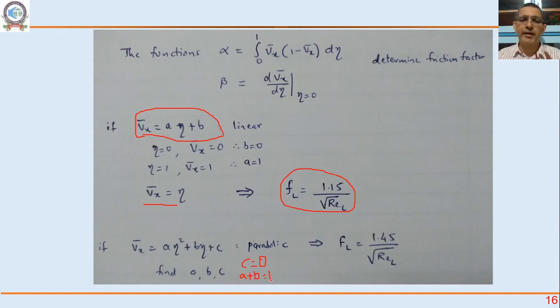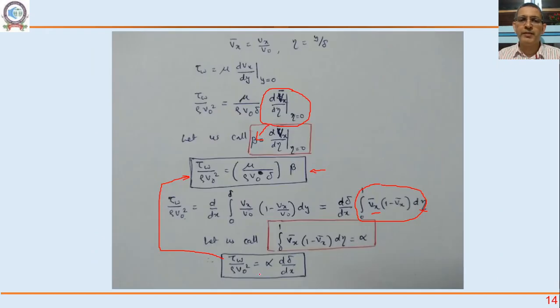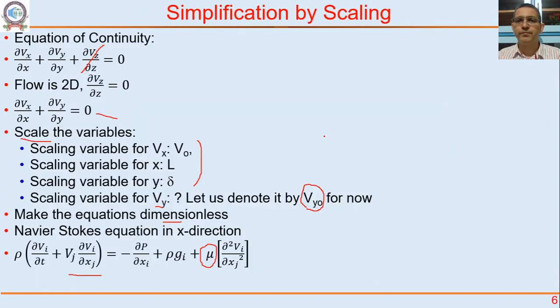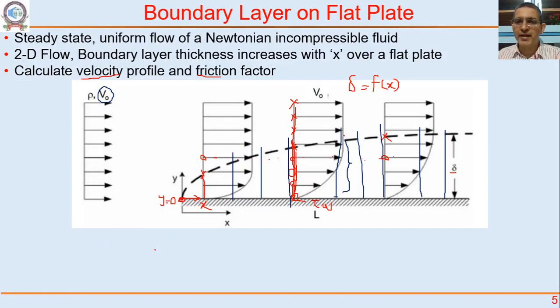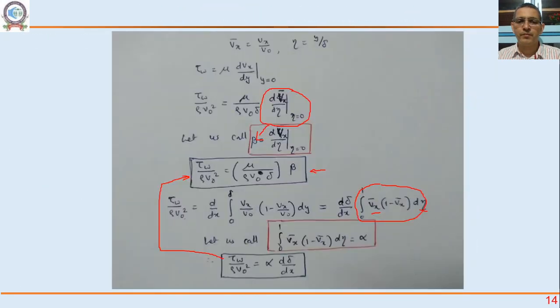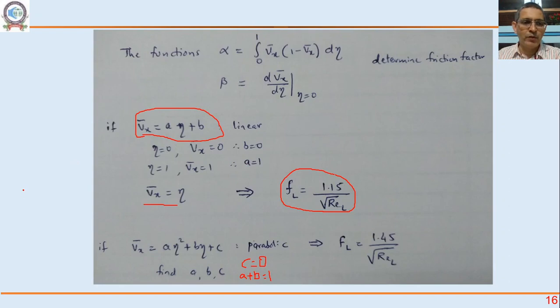One more condition we need to find the values of a and b. What is that? Look at this profile. This gradient is practically 0 at the edge of the boundary layer. So when eta is equal to 1, dVx bar by d eta is 0.